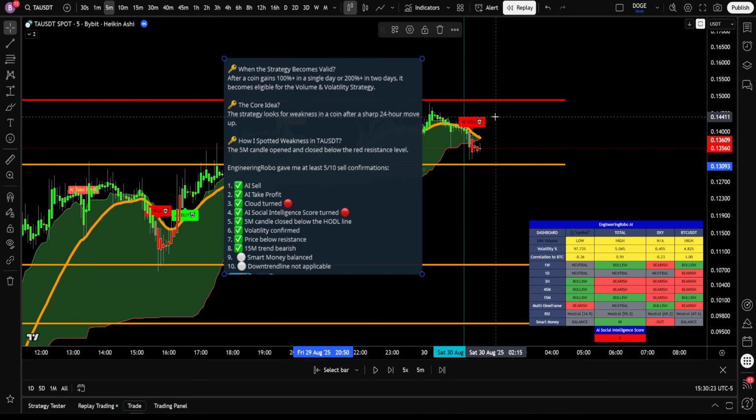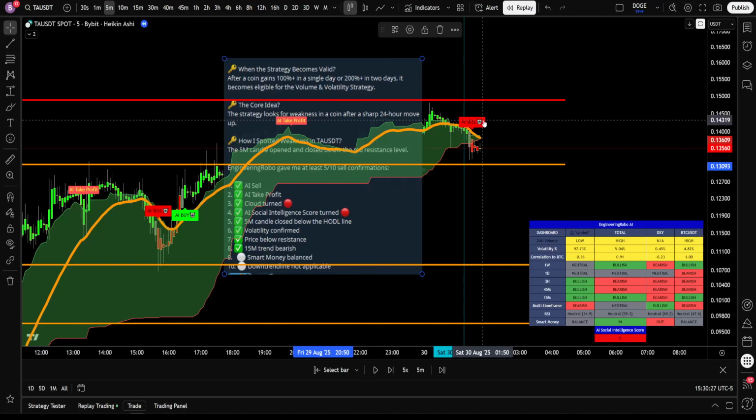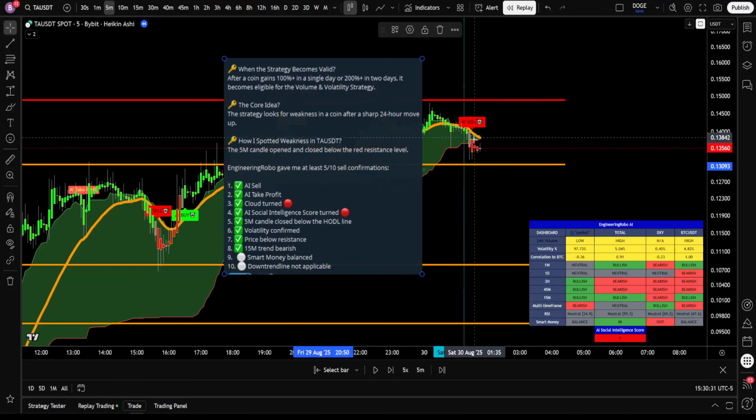So what do we have currently? We've got an AI sell signal. We're here on the 5-minute chart, by the way. We got an AI sell signal. We're below the HODL line. That's the orange line. Price action's below it. And we're below the cloud. It's gone from green to red, or it's about to anyway. So we've got 3 out of 5 there.